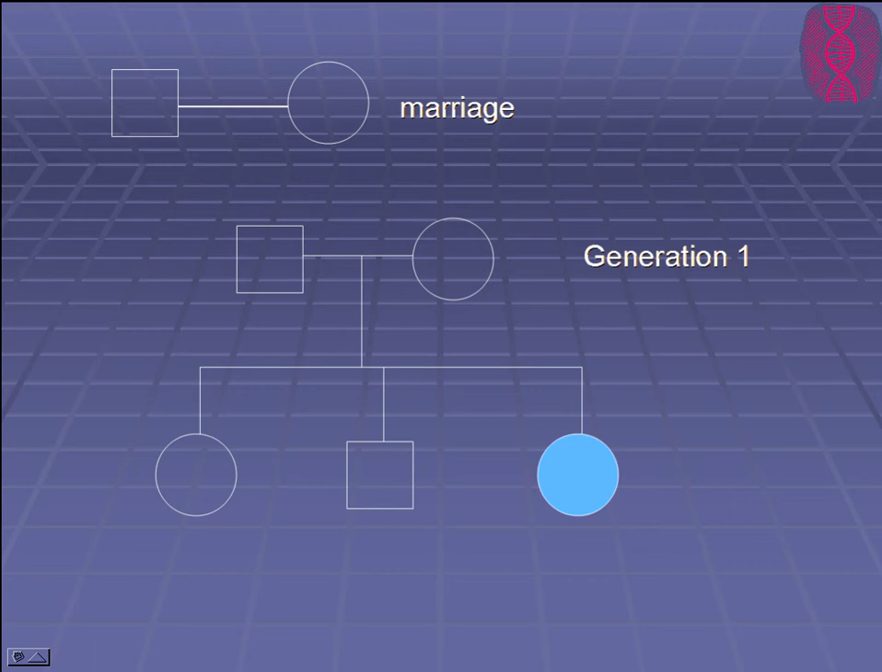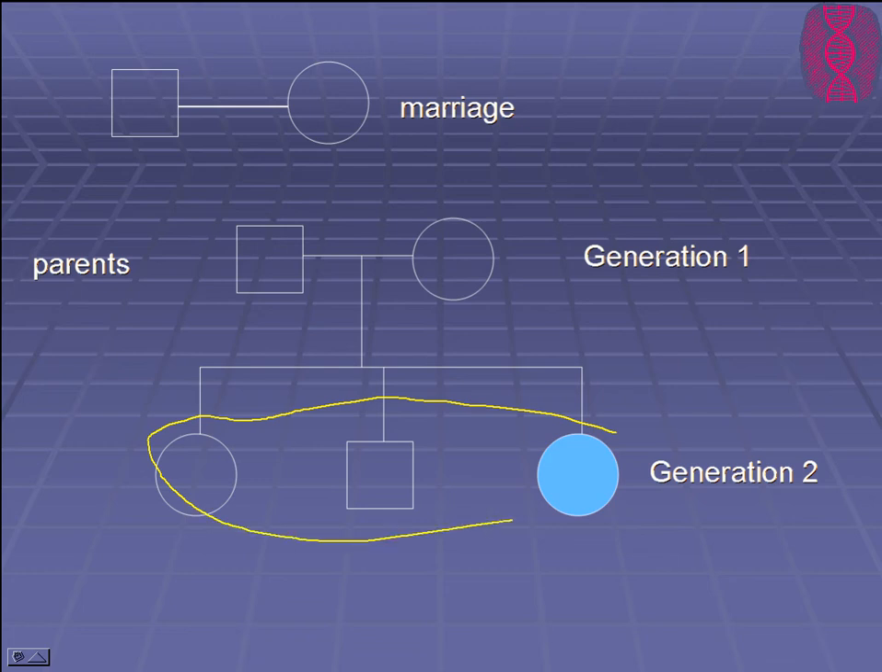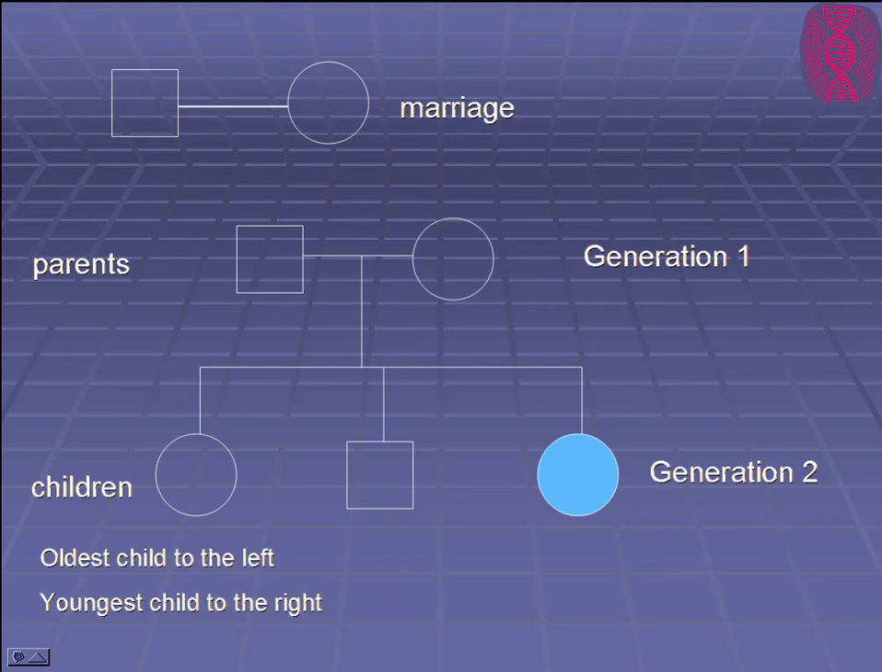Okay? This is called generation 1 up in here. This is their parents. This is called generation 2 down in this area. These are the offspring, or children. Now, how you put them on the list varies a little bit. Most of the time, children go from oldest to youngest, left to right. So this child here would be the eldest child, and this child here would be the youngest child.